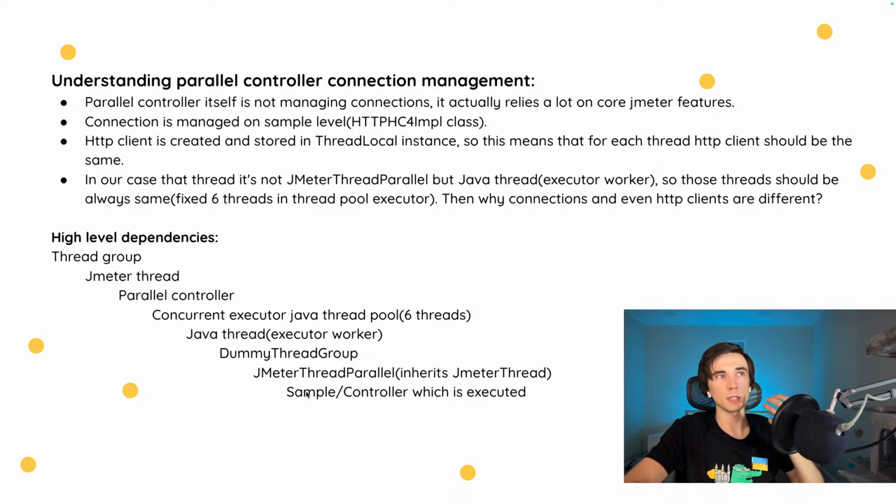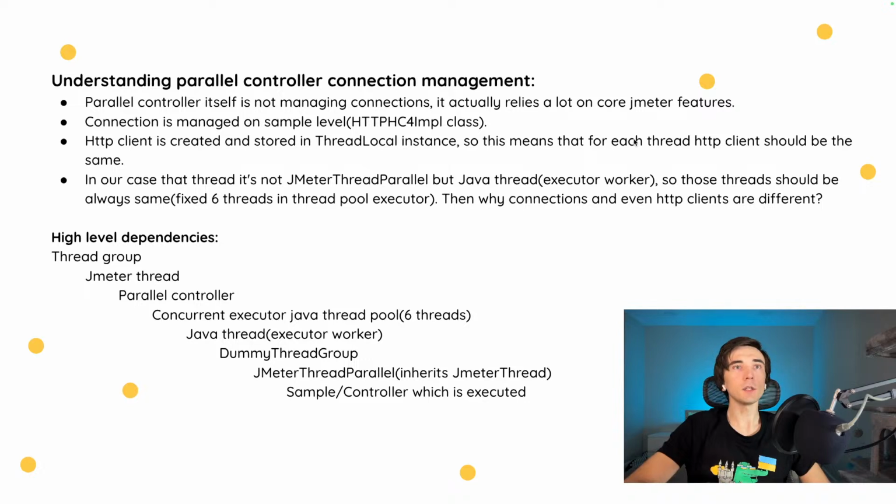Generally, it is not managed by the parallel controller. First of all, it relies on JMeter core, and in JMeter core, the connection is managed on the sample level. So it is using this HTTP HC4 impl class. For each thread, an HTTP client is created, and it is stored in a thread local instance. It's some details, but I need to keep this information in mind. So it means that generally each thread has a separate HTTP client, right?